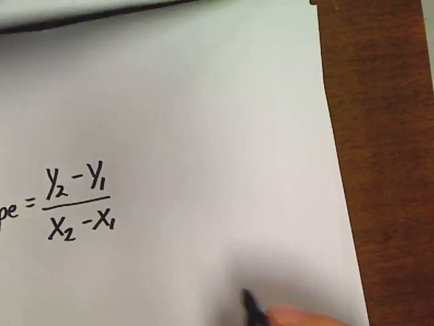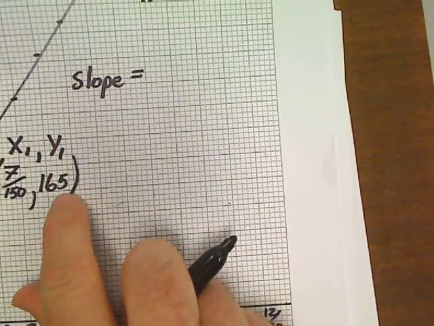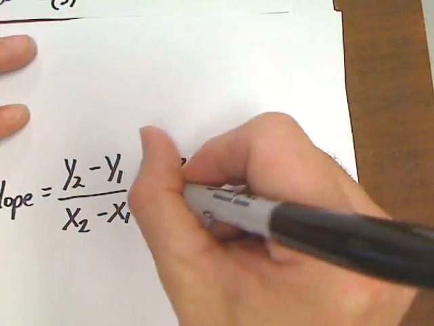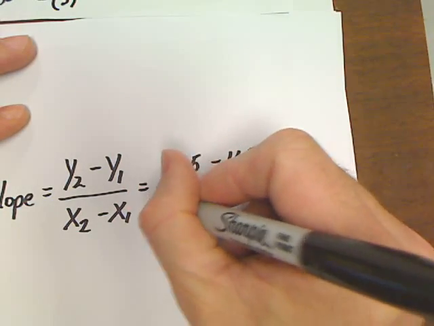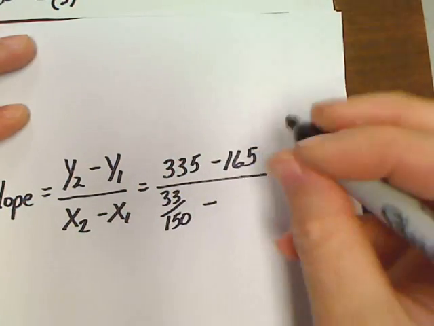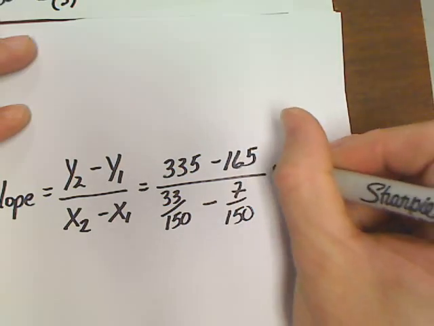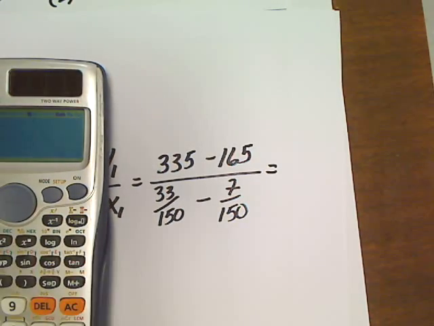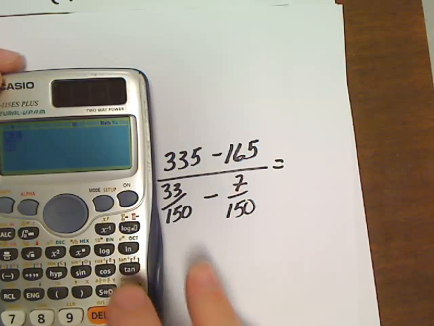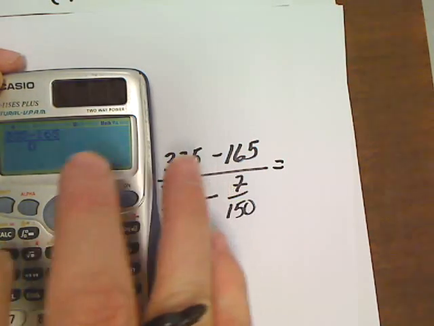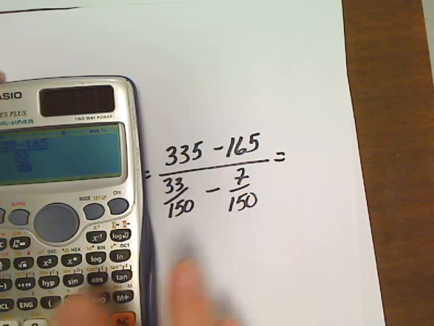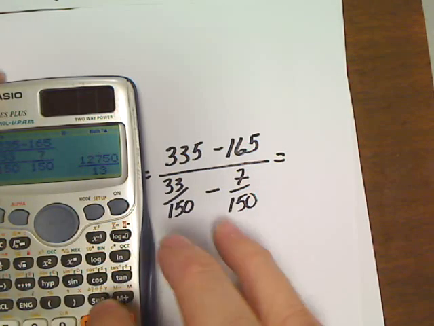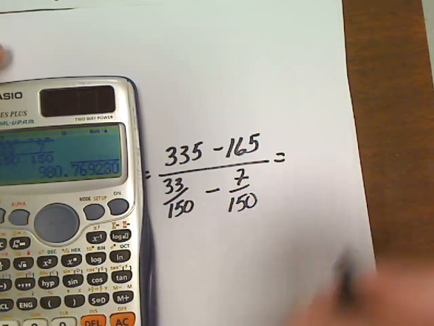So in my case, I've got 335 minus 165 on top. 335 minus 165, draw my line. Bottom, I've got 33 1/50ths minus 7 1/50ths. And now, I can't wait to see what I've got here. I'm going to use my fancy calculator functions here. 335 minus 165. Then I'm going to do 33 over 150 minus 7 over 150 is 112,750 over 13. Let's change that to decimal.